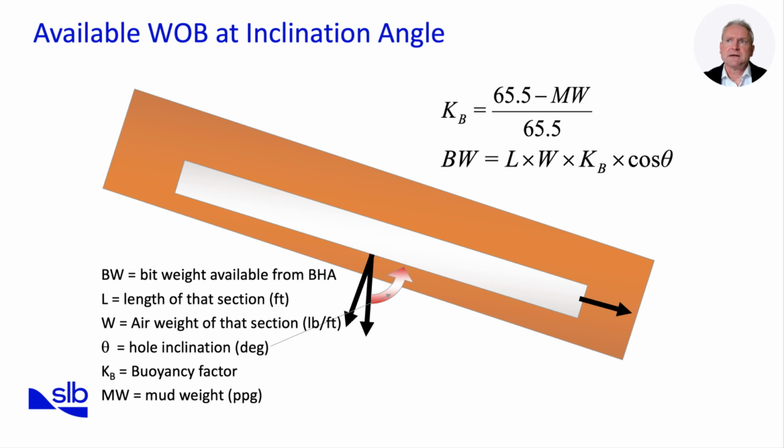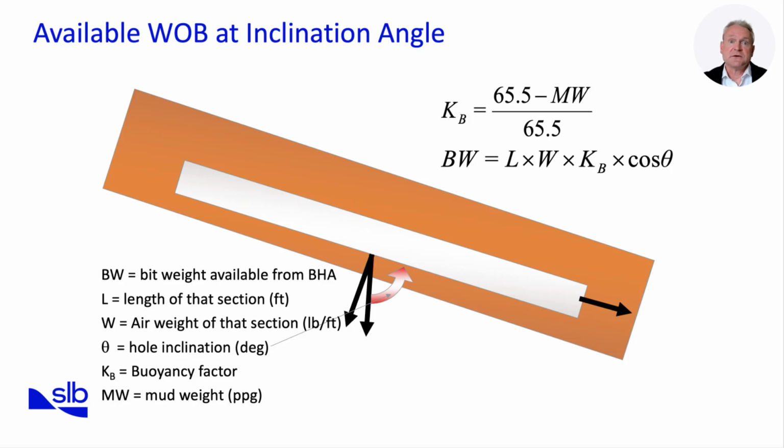The second factor is the inclination angle itself. As the hole deviates from vertical, only the vertical component of the string's weight can push down on the bit. This is represented by the cosine of the inclination angle. At high inclinations, the available weight on bit drops sharply.